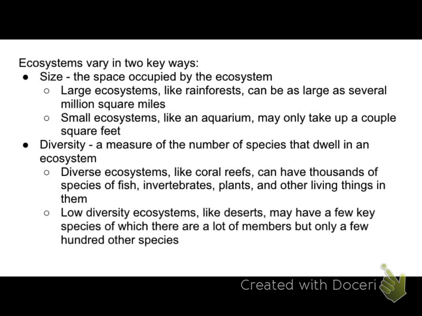And then we have low diversity ecosystems. An easy one to think about is a desert. They have a few key species, and there's a lot of each of those species, but then there's only a few hundred of each other species, and there's just not a lot of other types of species. You will have much less diversity. Now, a desert ecosystem doesn't have no diversity. It has some diversity. It's just not on the level of, say, a rainforest or a coral reef.